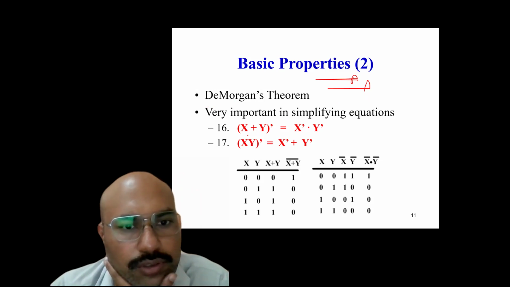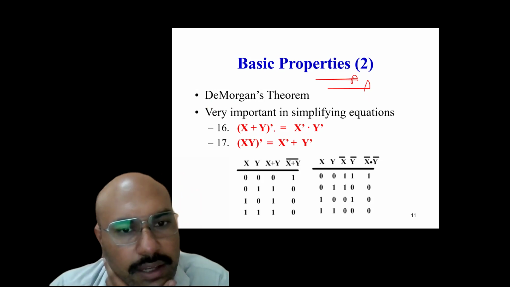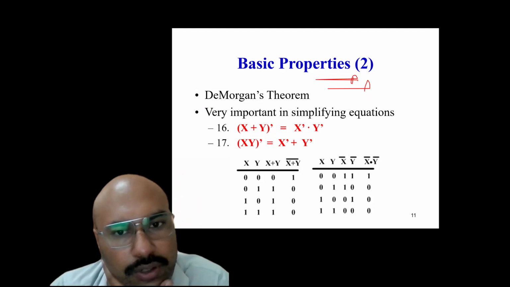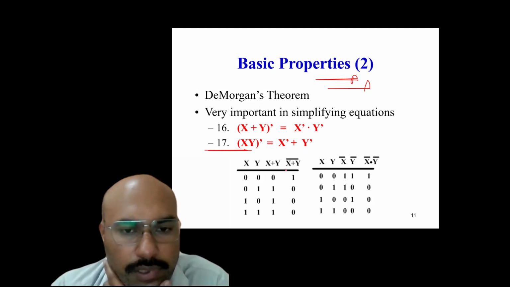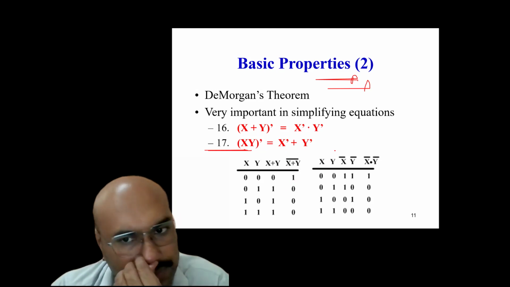Then comes De Morgan's law: the complement of any ORing function will always be the complement of the individual variables with multiplication. Similarly, if it is an ANDing function, then the resultant will be x bar plus y bar. Right? And when you compare both of them, the result will always be the same except for the complemented function.